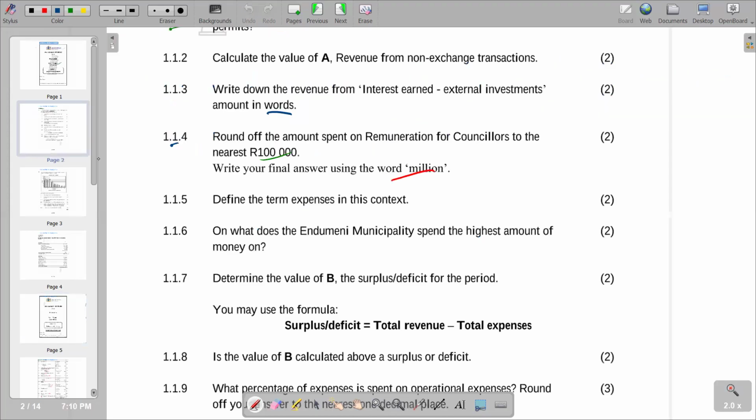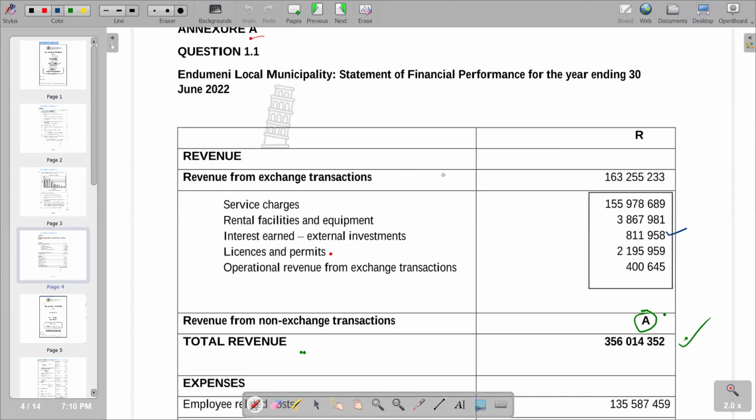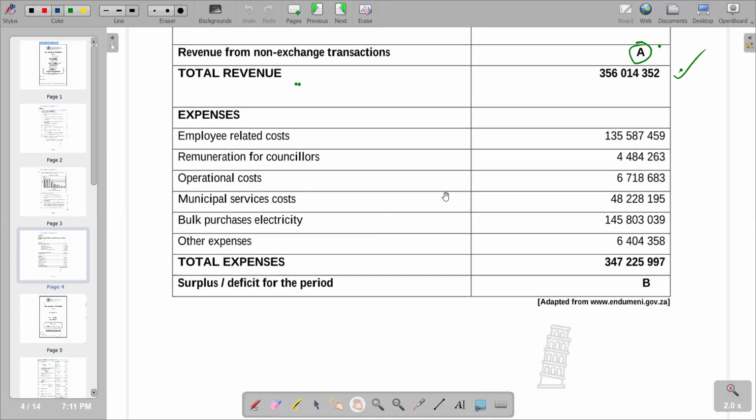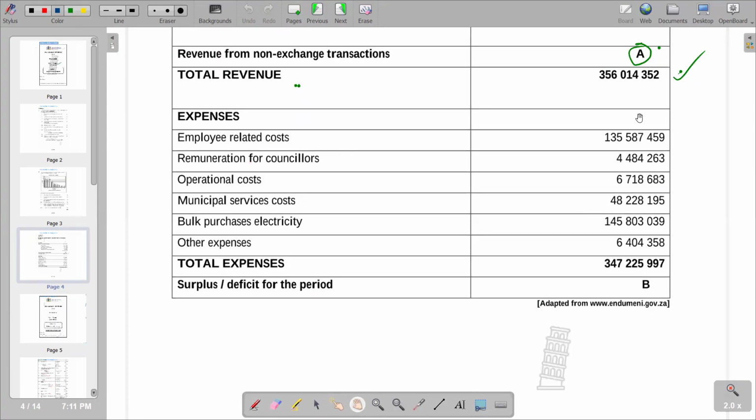When you go to the next question, it is 1.1.6. On what does the municipality spend the highest amount of money on? So we go to the expenses and see where we have the highest amount. Our expenses, we are just going to check, starting from this point, going down to other expenses.